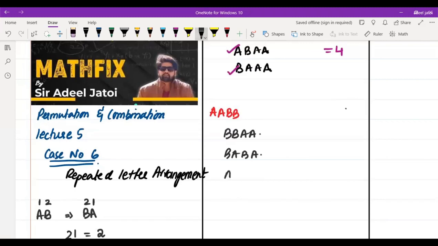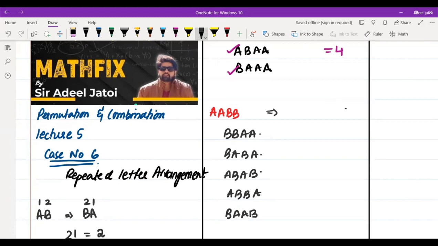We can write this as A B A B. We can write this as A B B A, and we can also write this as B A A B. So these are the only ways to write down two A's and two B's together.